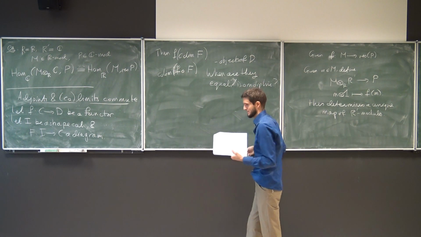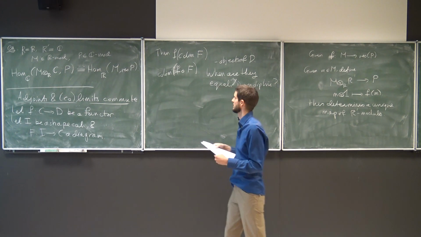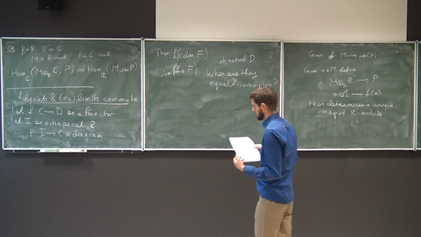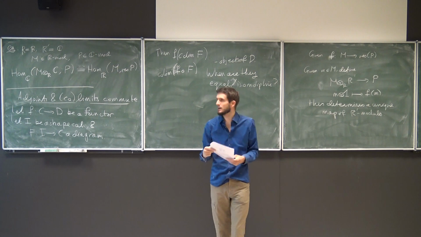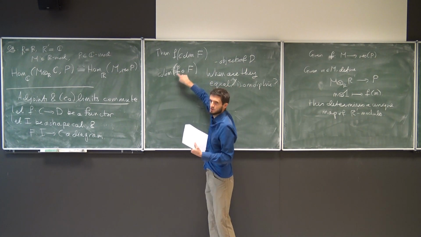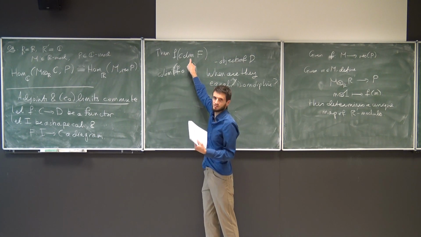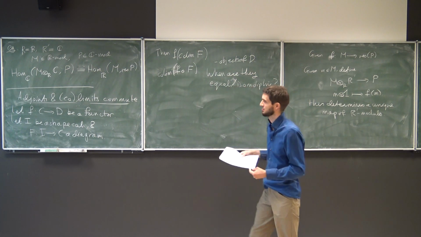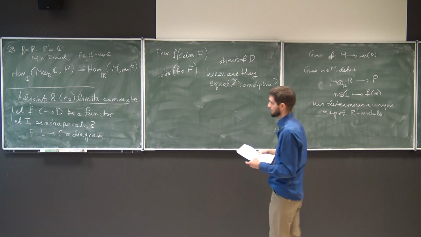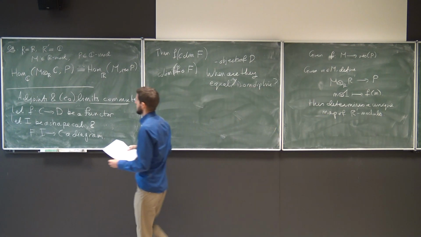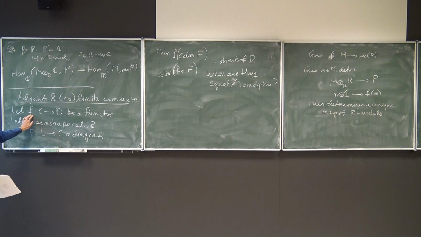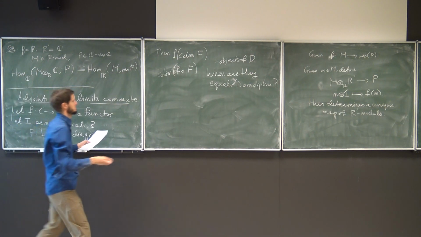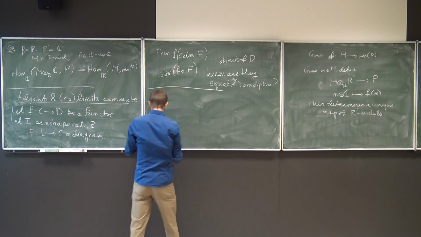Or maybe the correct question is, when do they come with a natural isomorphism between them? In general, you have no idea. It can happen that this one exists and this one doesn't exist, or that this exists and this doesn't, or that they both exist and they're not equal. Almost any bad scenario you can think of can happen. But it turns out that when our functor F has an adjoint, then suddenly everything is much better behaved. So let me state this more precisely.